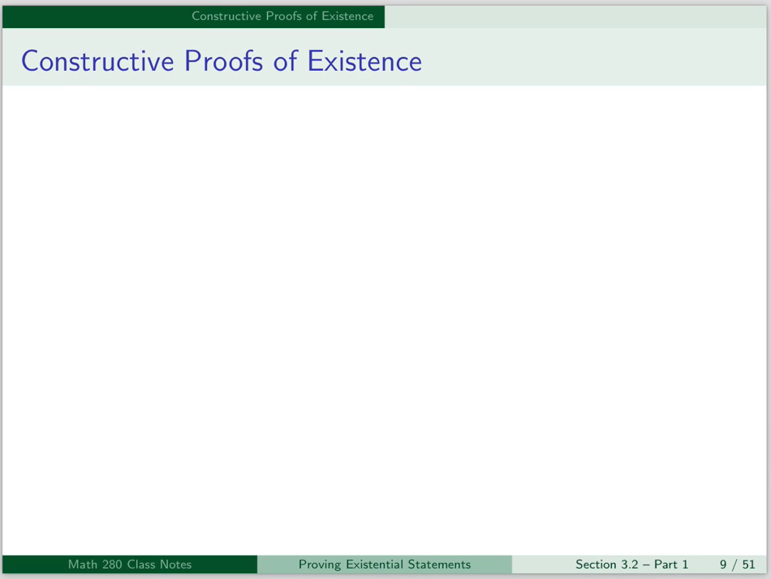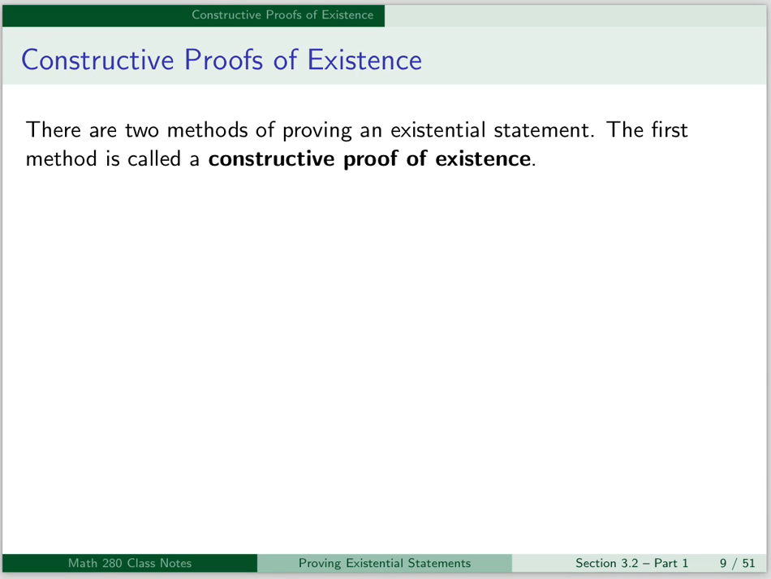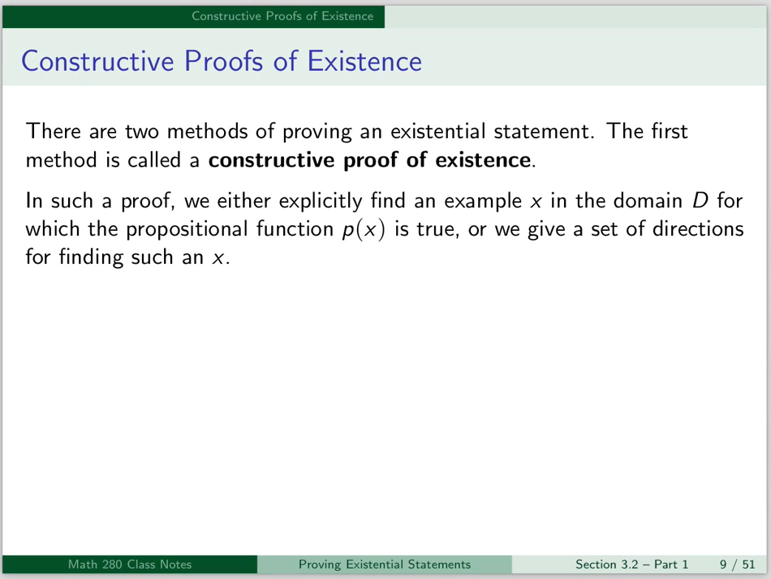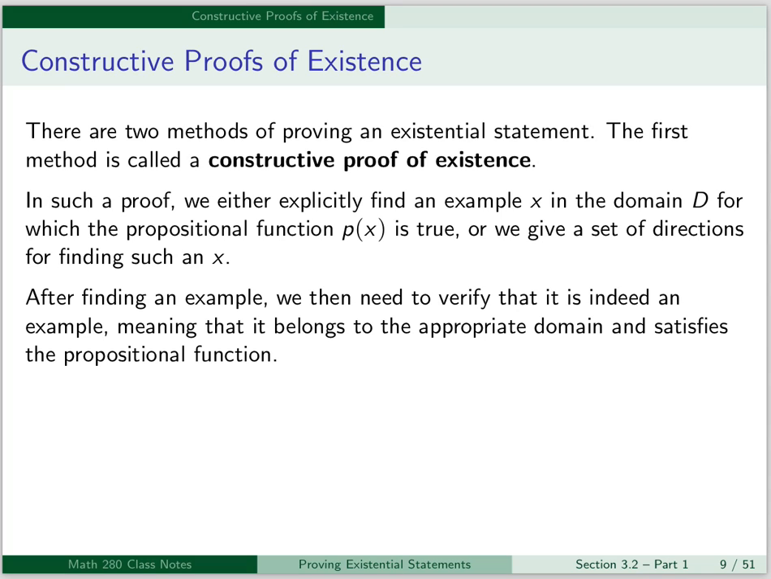Next, we want to discuss constructive proofs of existence. There are two methods of proving an existential statement. The first method is called a constructive proof of existence. In such a proof, we either explicitly find an example x in the domain D, for which the propositional function p of x is true, or we give a set of directions for finding such an x.